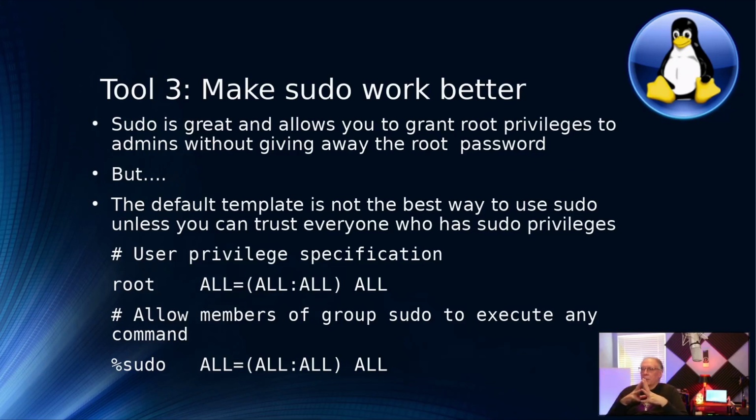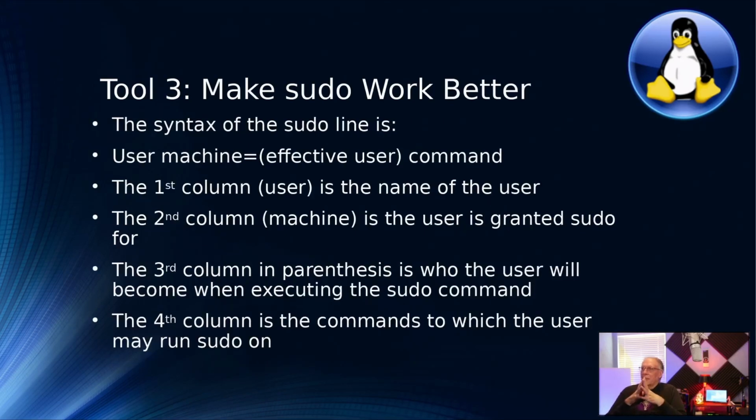%sudo down here is a group specification, and that is also assigning ALL:ALL. So what the heck does all that mean? What does that gobbledygook mean? The syntax of the sudo line is: the first column is the user, and then the machine, then you have an equal sign, and then the effective permission, and then the user, and finally the command. So if you see (ALL:ALL) in parens, you are granting effective ALL to ALL users. That's what that means.